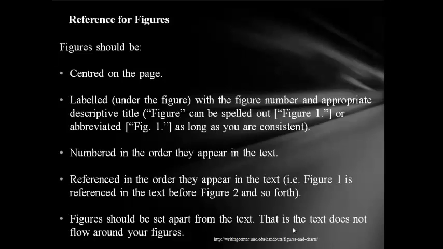Here are some quick references for figures. Figures should be, number one, centered on the page. Number two, they need to be labeled under the figure with the figure number and appropriate descriptive title. Figure can be spelled out or abbreviated, but you need to be consistent. Number three, figures need to be numbered in the order they appear in the text. This is very important. And figures need to be referenced in the order they appear in the text. For example, figure 1 is referenced in the text before figure 2, and so forth.